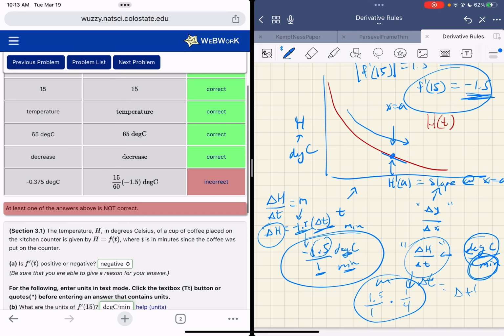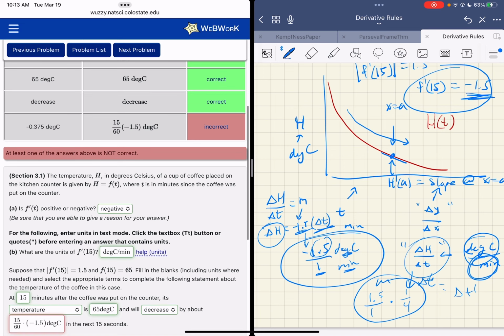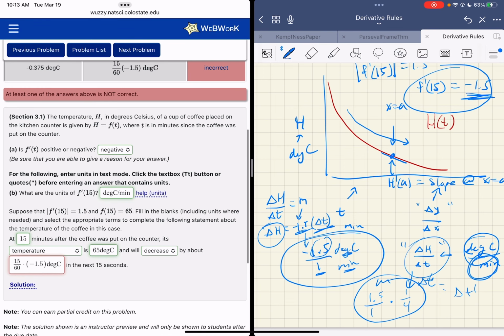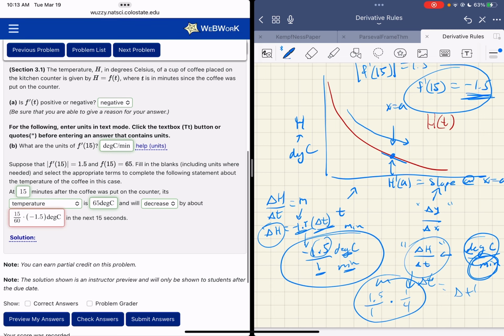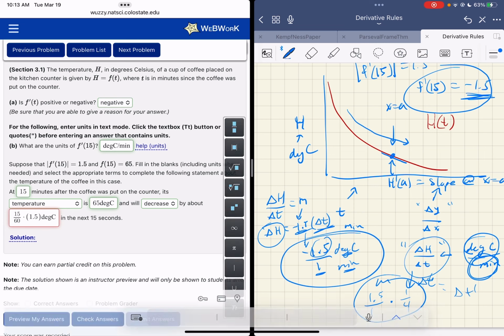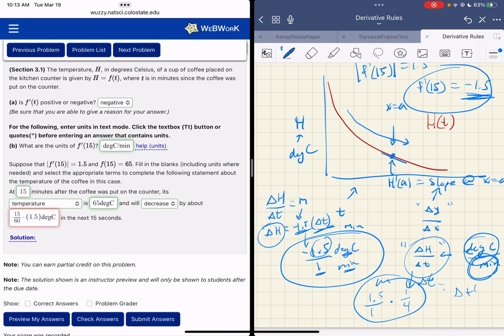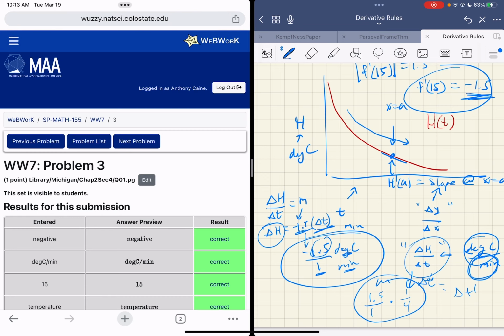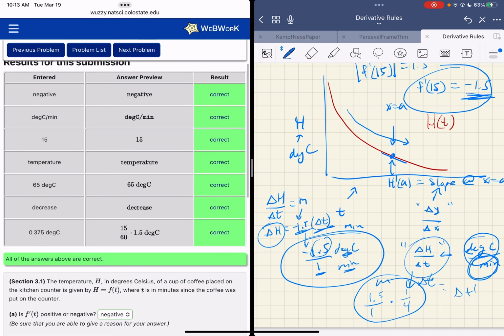Okay, what don't you like? At least one is not correct. Okay, and we're told this is negative 0.375. So, deg C. All right, for the following, enter units in text mode. Oh, I see. Okay, so right here, how I chose decrease, that means I don't have to include the negative. The decrease makes it negative, right? This is just talking about the total change. So that's what's going on. All right.